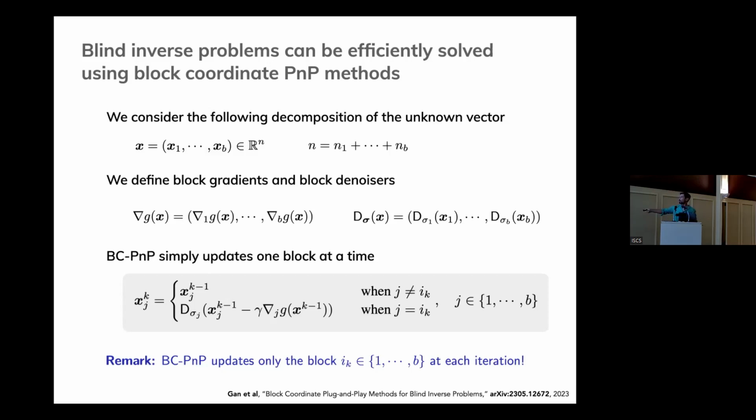Now, the question is, how do we select the block? At each iteration, I'm selecting the block i_k in this representation here. How do I select it? Well, you can do randomized selection, or you can do sequential, meaning you predefine 1 through B and just go through them sequentially. That's a choice for you. Both can be theoretically analyzed and proven to work in this case.